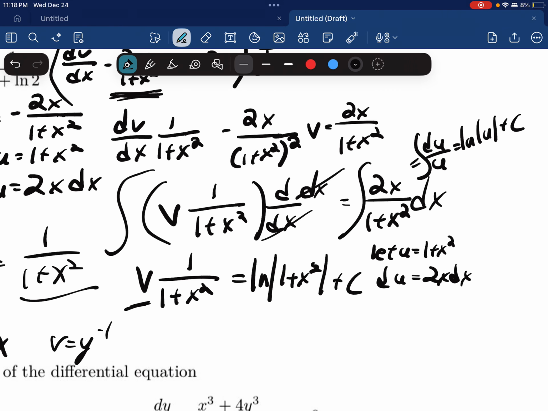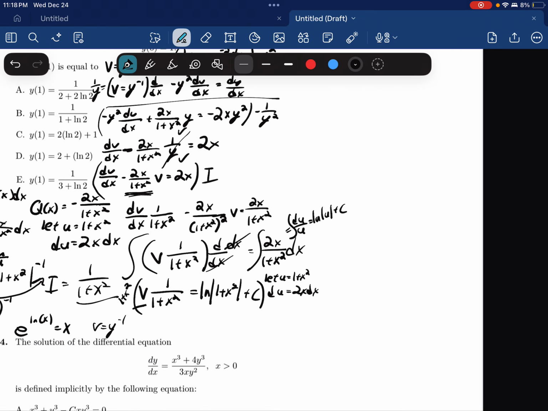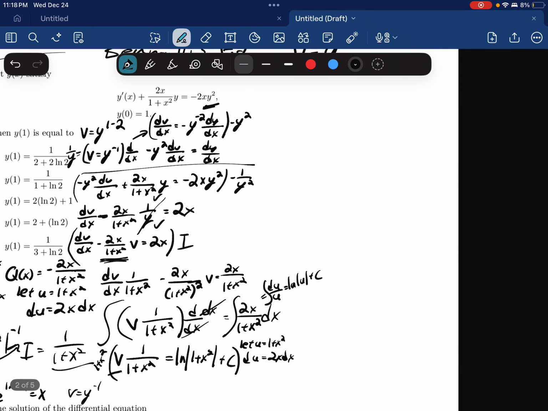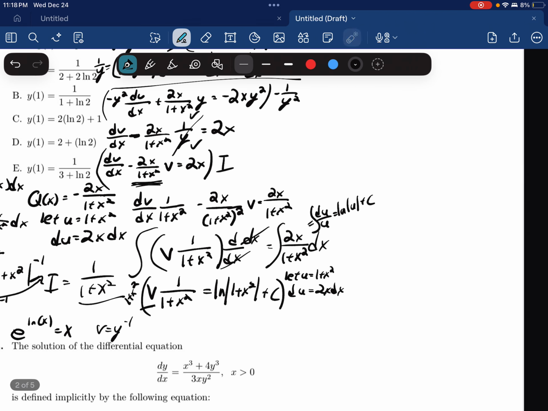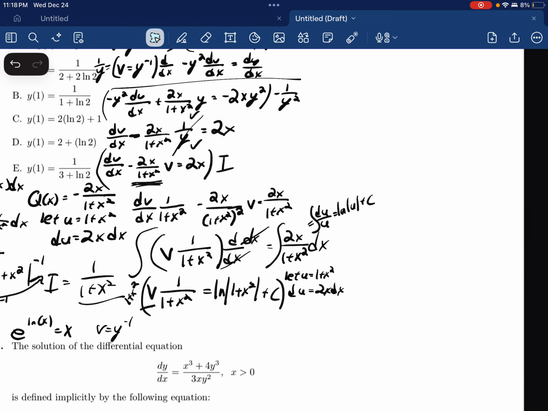Another thing that I will do is I will multiply both sides by 1 plus x squared. So let's do that. And we'll do it up here. So actually, let's just bring this all up.